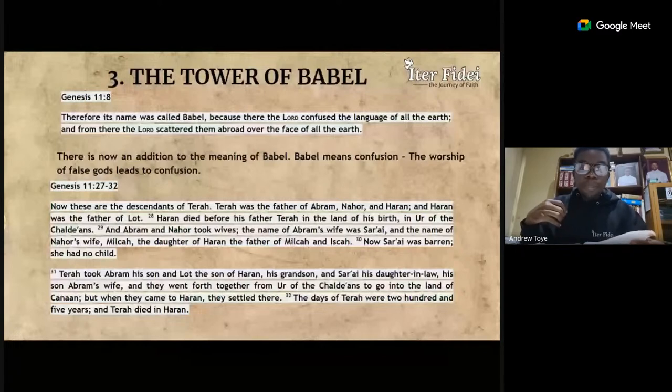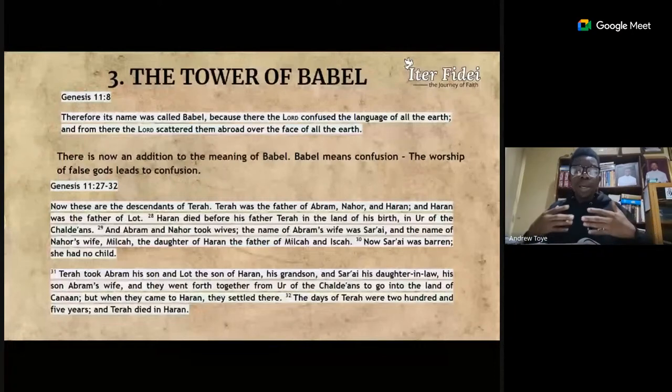The most important thing here is that we see the mention of familiar people, like Abram, soon to be Abraham. We see Lot, Abraham's nephew. We see Sarai, soon to be Sarah.